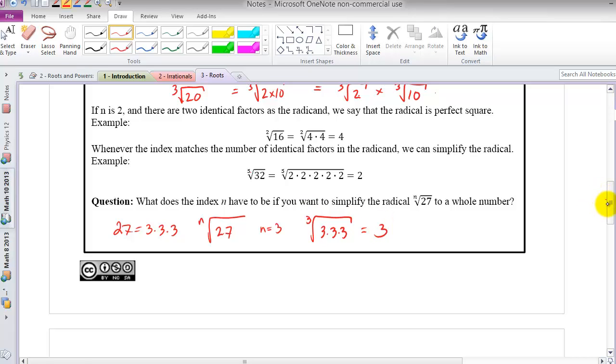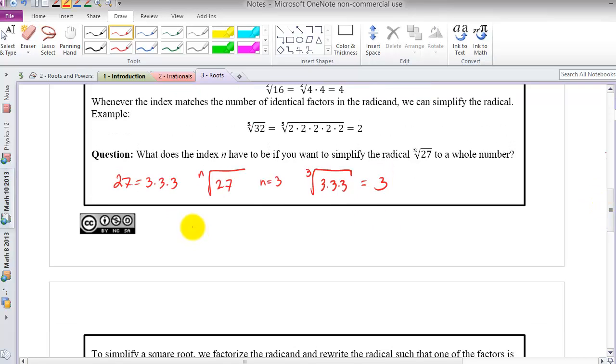Let me try another example. Let's suppose we're looking at some n root of 64. And we'd like to factor that, or hope we can factor that, to a whole number.